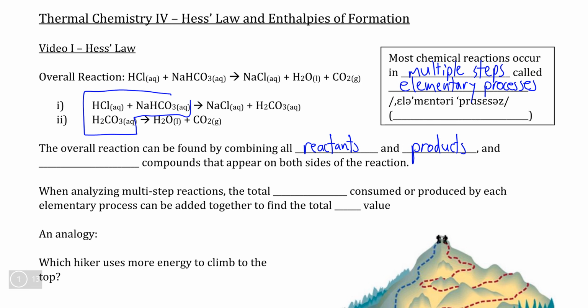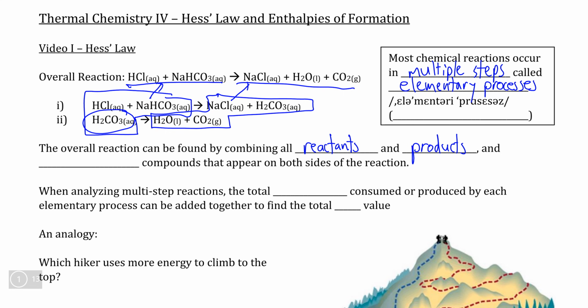So if we look at our reactants here, we see that hydrochloric acid and sodium hydrogen carbonate are the same as the reactants up here, and likewise, if we look at all of our product molecules, we can see sodium chloride, water, and carbon dioxide match the products that we see here.